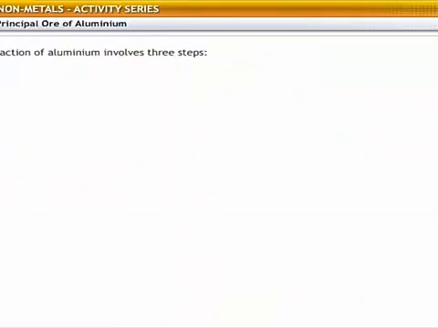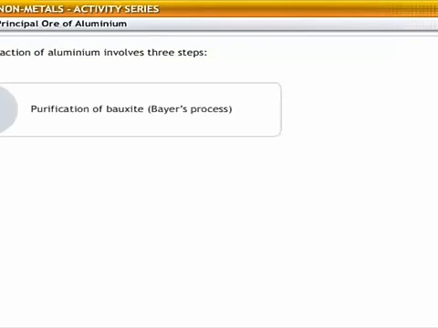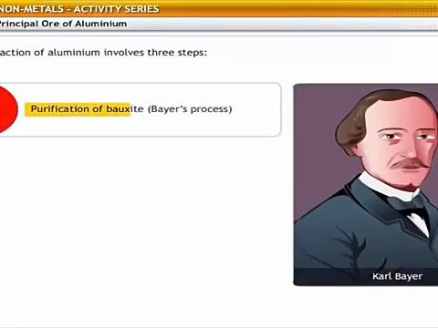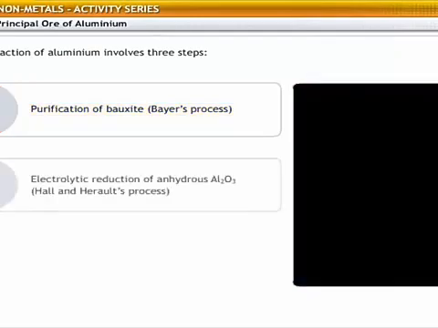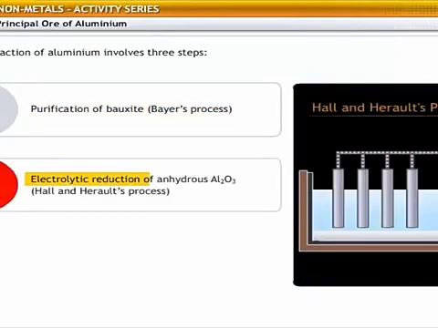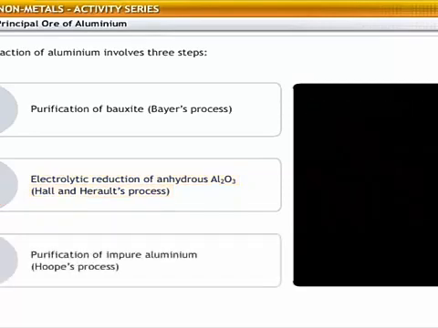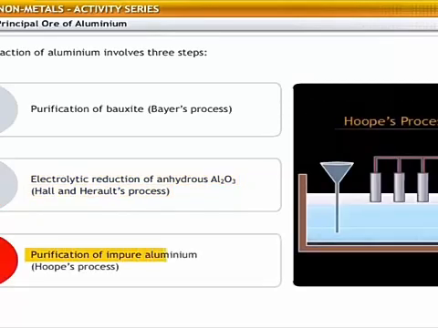Bauxite is the principal ore of aluminium. The extraction of aluminium from bauxite involves 3 steps. First, the purification of bauxite using Bayer's process. Next, the electrolytic reduction of anhydrous Al2O3 by Hall and Heroult's process. The last step is the purification of impure aluminium by Hoope's process.